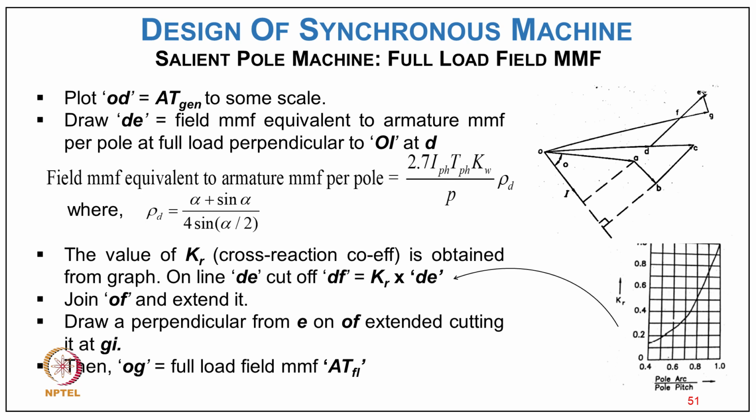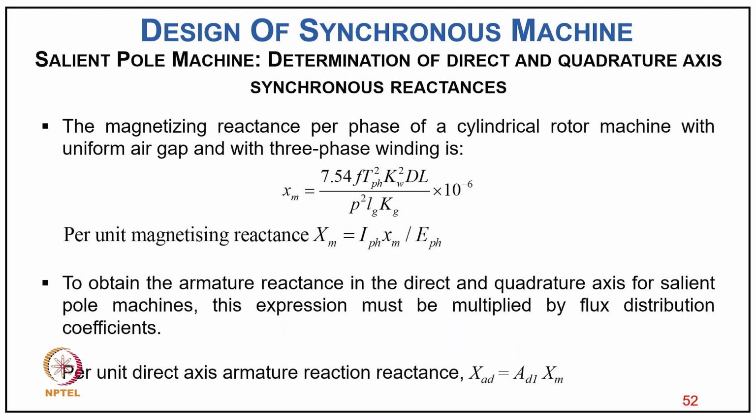and extend it. Draw a perpendicular from E to OF extended, cutting it at G, and then OG is the full load MMF, AT_FL, from this phasor diagram. Of course, this can be correlated in terms of an equation also, so that you can do repetitive calculations for calculating the total MMF for different loading conditions.